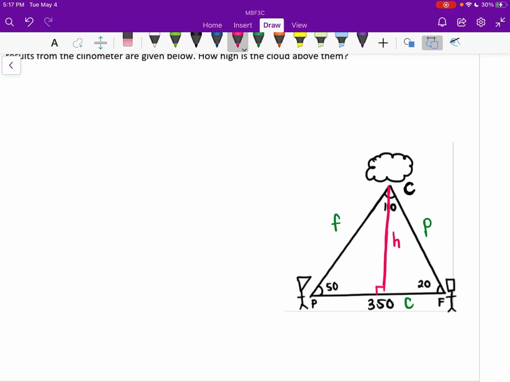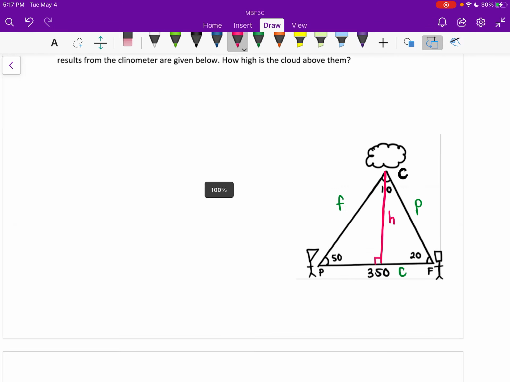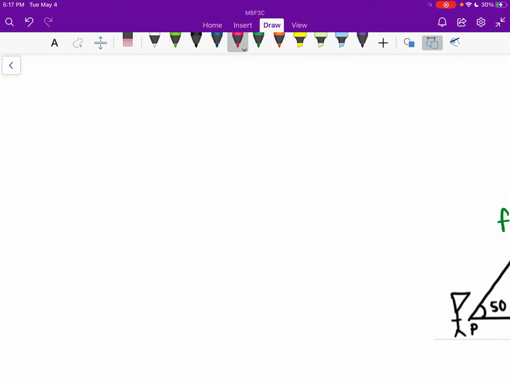Okay, so now I have this. There's a few things that we can do here. There's actually 2 ways to solve this problem. I'll show you one way and then I'll show you the other way as well.